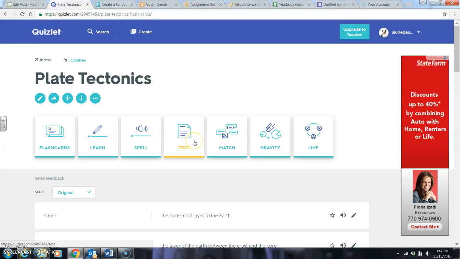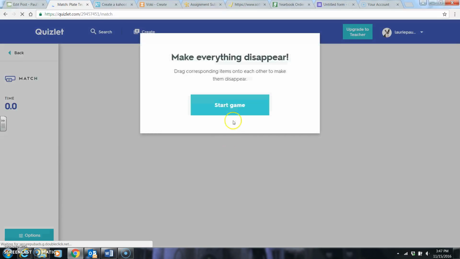They can test themselves, and what I like about the test is that it shows multiple choice, short answer, true/false, matching, which is something a lot of my 6th grade students are not accustomed to, the different types of assessments, so that is very good for preview. The students' favorite is something called match, and I can show you that one really quickly.